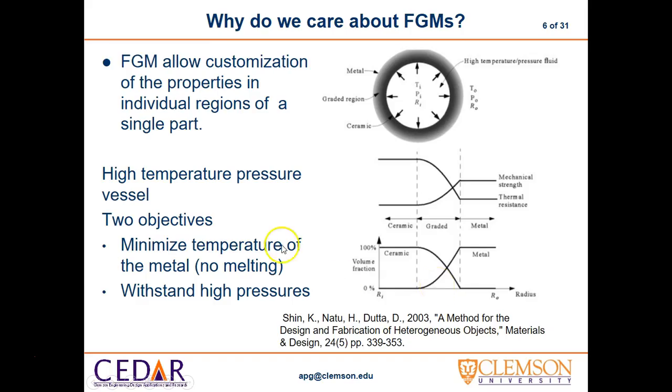So why do we care? We care because it allows us to customize the regions of a single part. Instead of having to put together an assembly that has multiple different materials, we can fabricate a single part that has diverse properties throughout. So in this example, you have a high temperature pressure vessel, and we really have two main objectives. First, we don't want the thing to melt. Seems pretty obvious. The second one, build it to withstand high pressure.